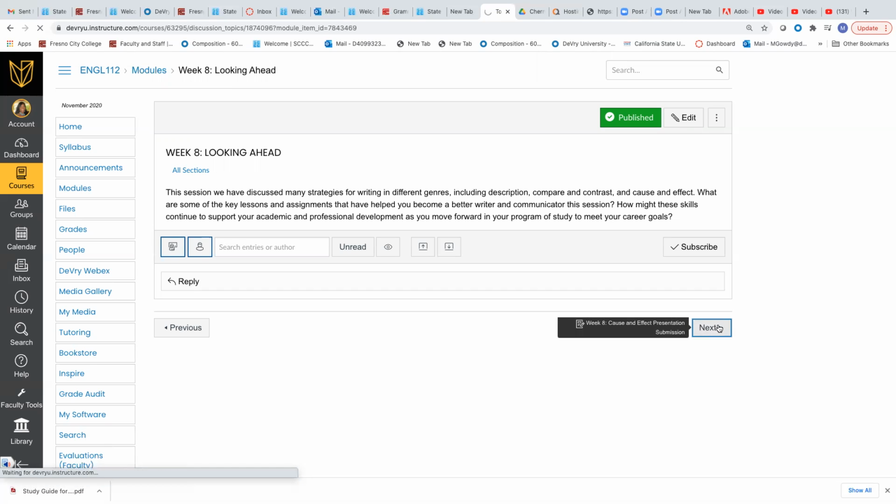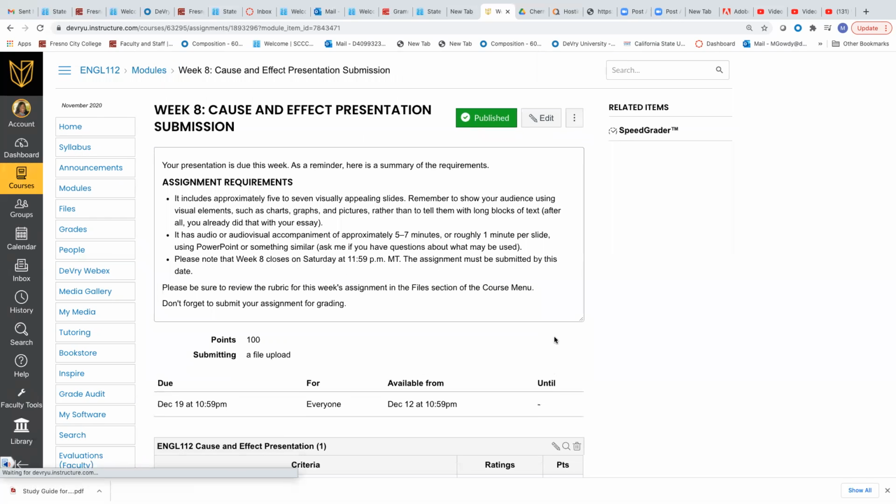Now, this is where you're going to turn in your cause and effect essay presentation. And I've cut and pasted this and put it in an announcement for you so you don't have to worry about where is it, how can I find it? It's there. So your presentation is due. And as a reminder, here's a summary of the requirements. It includes approximately 4 to 7 visually appealing slides. Remember to show your audience using visual elements such as charts, graphs, and pictures rather than to tell them with long blocks of text. After all, you've already done that in your essay.